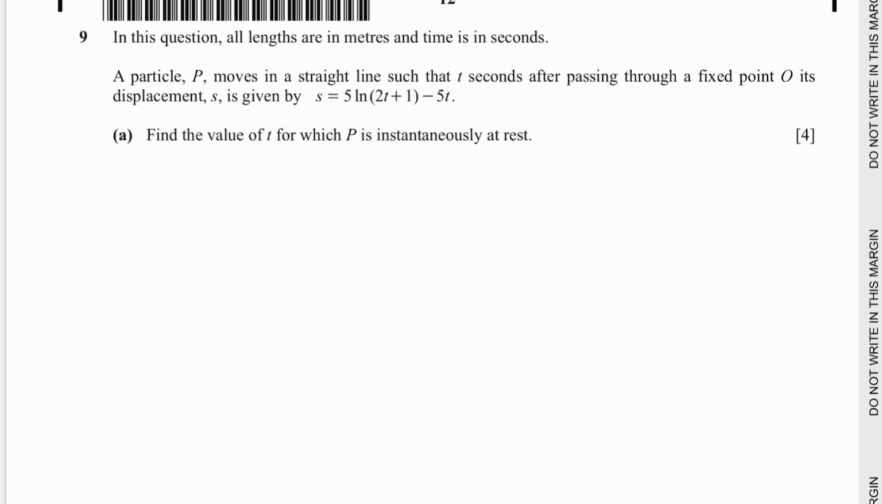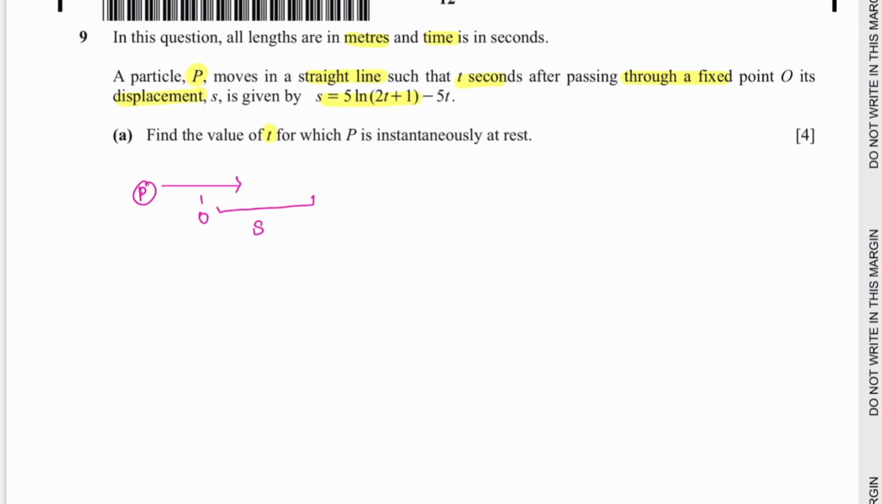Question 9. In this question, all lengths are in meters. A particle P moves in a straight line, such that t seconds after passing through a fixed point O, its displacement is given by this. Let's say this is O. So here, after passing O, this is the displacement.